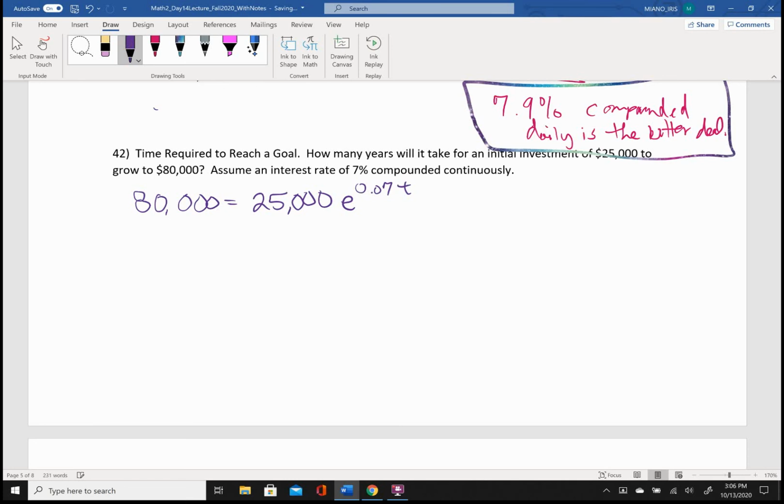So notice that our unknown value is stuck in an exponent on an exponential expression. So we're going to have to rely on some logarithm in order to free up that t variable and find its value. Let's first start by dividing both sides by 25,000. That's going to be the first step in getting at that t solution. Okay, obviously those cancel, and this is going to reduce down to 3.2.